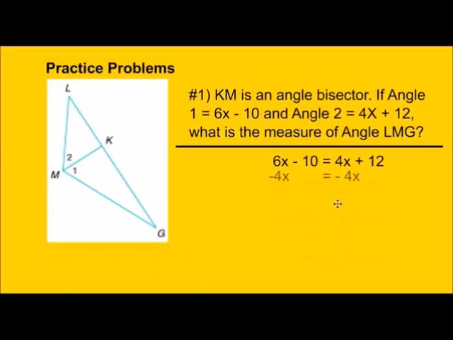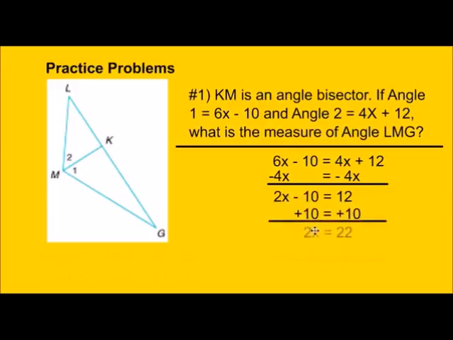And we just need to solve. We're going to subtract 4x from both sides. And that gives us 2x minus 10 equals 12. Then we're going to add 10 to both sides. And when we simplify, we get 2x equals 22. The last step, obviously, is to divide by 2. And so our final answer is x equals 11. But it wants us to figure out what is the measure of angle LMG.